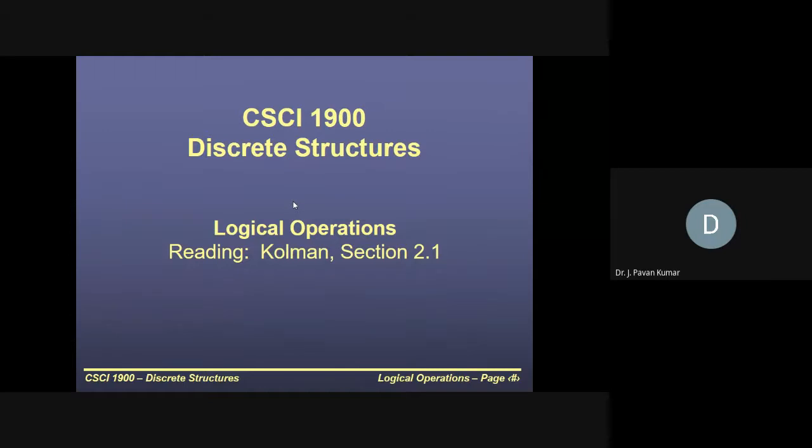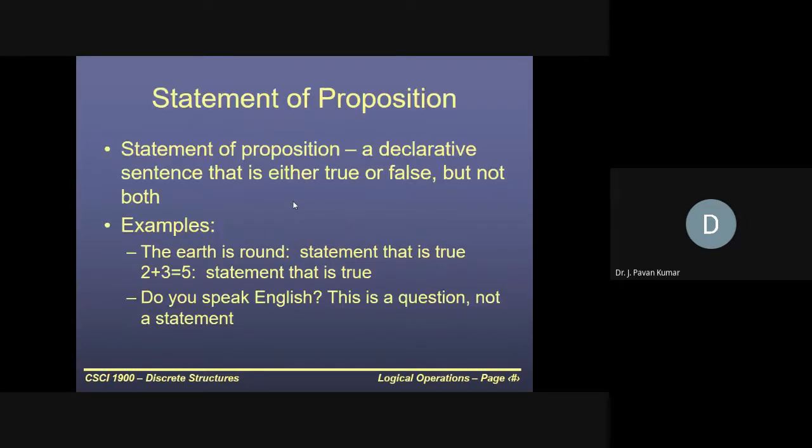Suppose I tell this statement: do you speak English? Is it a statement? We cannot say whether it is true or false, so it cannot be considered a statement. On the other hand, consider another sentence: the earth is round. Here we can say this particular sentence is true, so we can consider it as a statement.